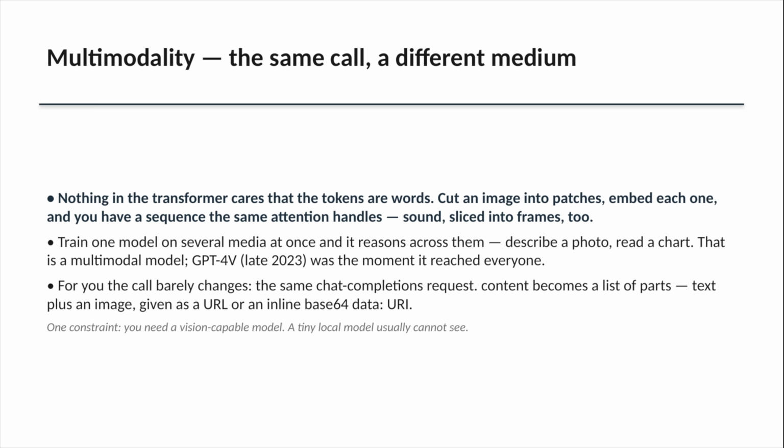For you as a developer, almost nothing changes. It is the same chat completions call. The only difference is the shape of a message's content. Instead of a plain string, it becomes a list of parts, one of which is an image, given as a URL or inlined as a base64 data URI. The one constraint? You need a vision-capable model. A small local model usually cannot see.